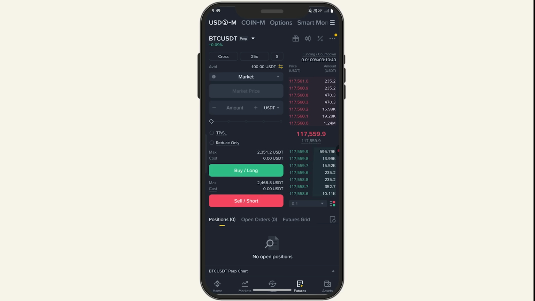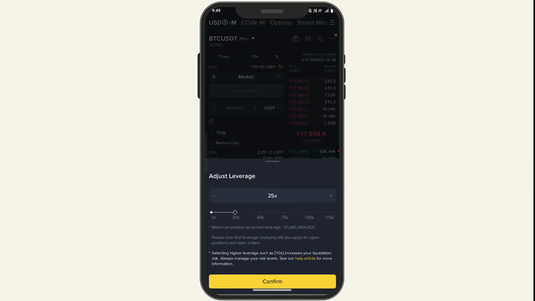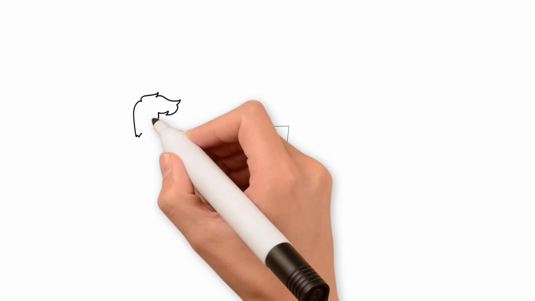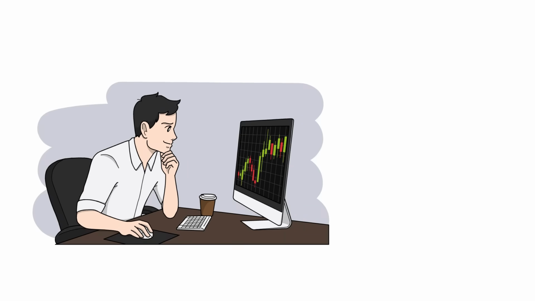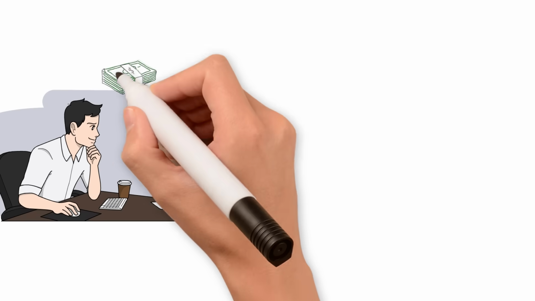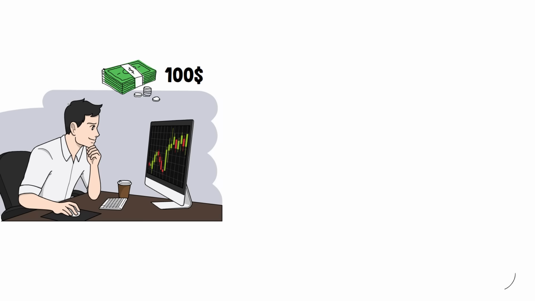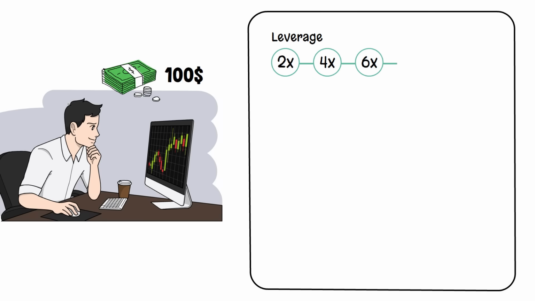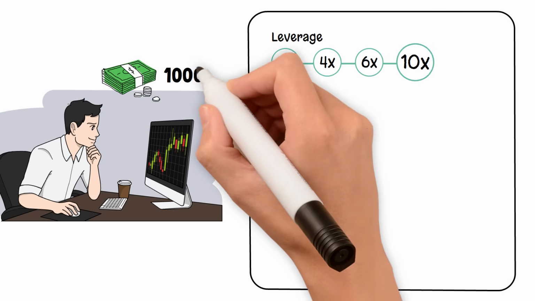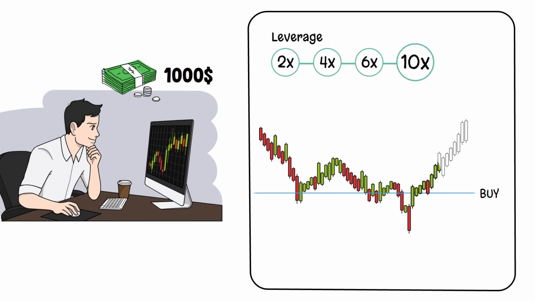Before taking the first trade, let's take a moment to understand what leverage is, because it's one of the biggest reasons people trade futures, but also the biggest risk. Leverage lets you trade with more money than you actually have. For example, if you have $100 in your account and you use 10x leverage, you're opening a position worth $1,000. This means small price movements can lead to big profits, or big losses.